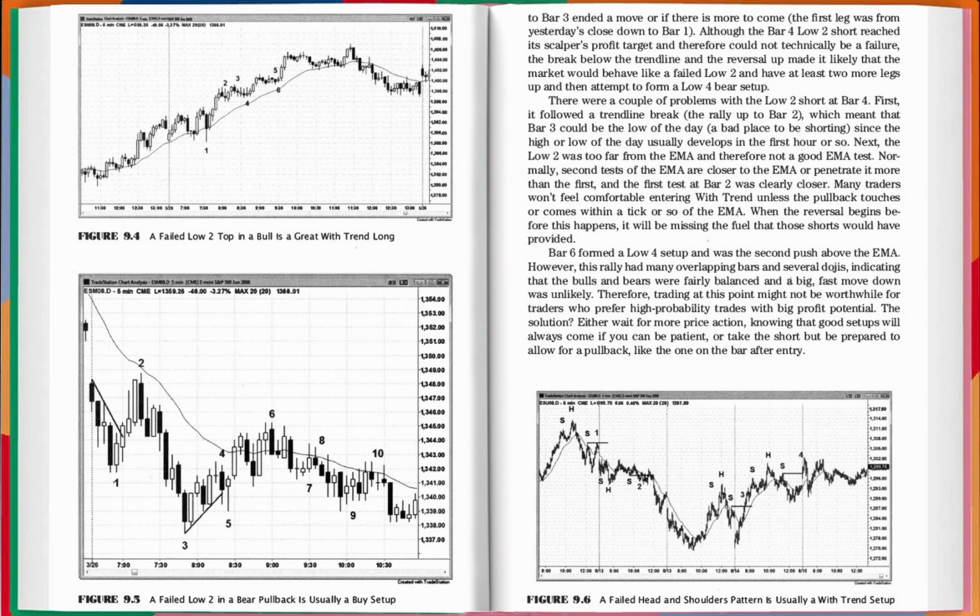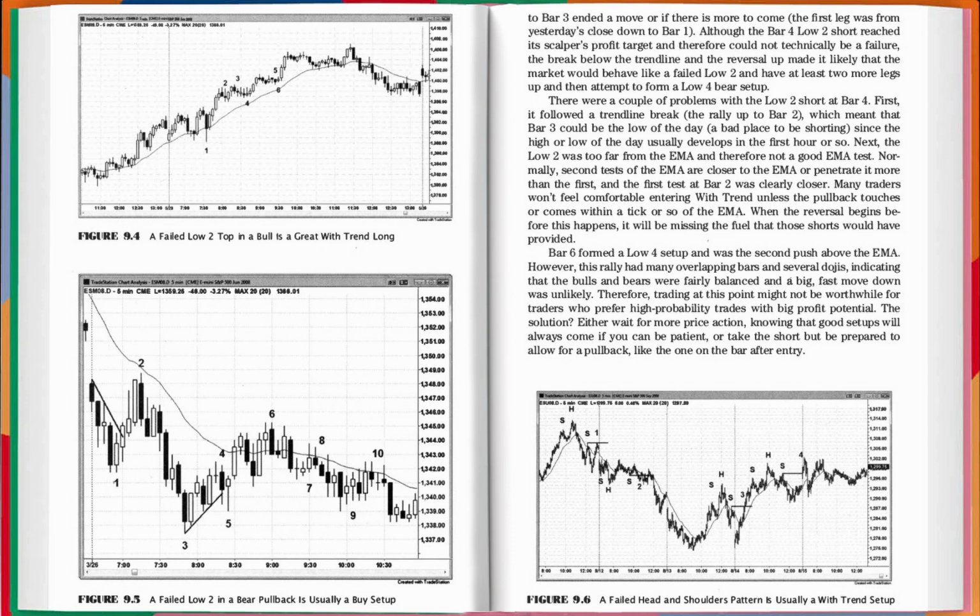Although the bar 4 low 2 short reached its scalper's profit target, and therefore could not technically be a failure, the break below the trend line and the reversal up made it likely that the market would behave like a failed low 2 and have at least 2 more legs up, and then attempt to form a low 4 bear setup. There were a couple of problems with the low 2 short at bar 4. First, it followed a trendline break, the rally up to bar 2, which meant that bar 3 could be the low of the day, a bad place to be shorting, since the high or low of the day usually develops in the first hour or so.